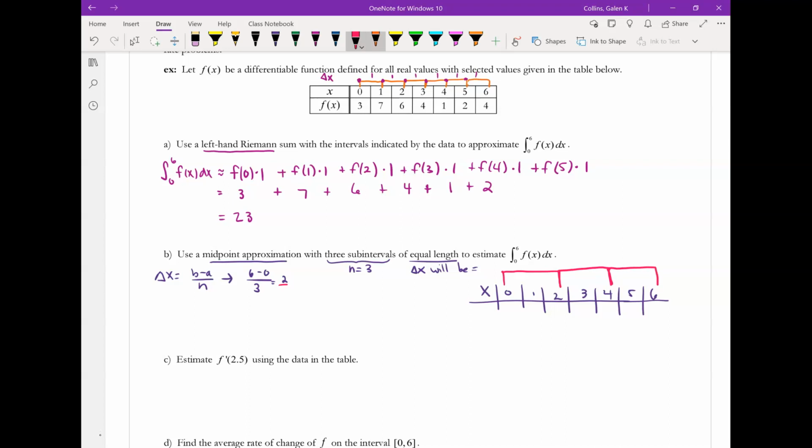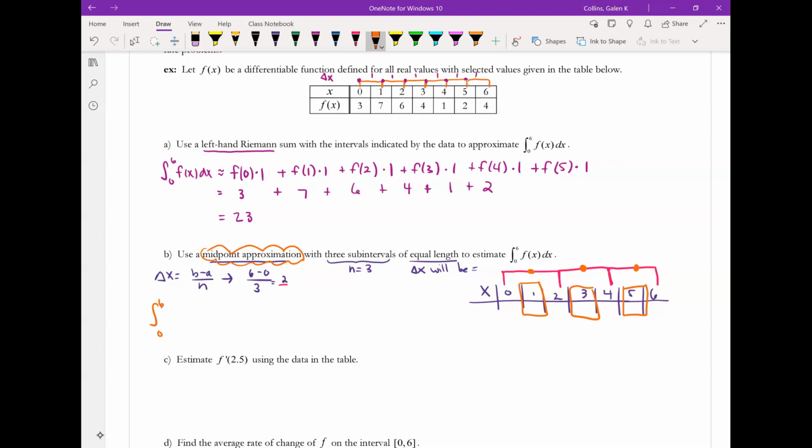So remember, when we're doing a midpoint approximation, I don't want to use the endpoints of the rectangle, but the midpoint. So the midpoint between 0 and 2 is 1. The midpoint between 2 and 4 is 3. And the midpoint between 4 and 6 is 5. So that means I'm going to be using f of 1, f of 3, and f of 5 to represent the heights of the 3 rectangles respectively.